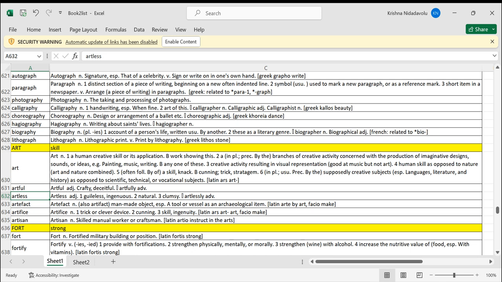Artifact. An artifact is a simple object made by human workmanship, a tool, an ornament, generally one that represents a culture or a stage in a culture's development. That is an artifact. It's a man-made object. Generally it is used in archaeological discovery.